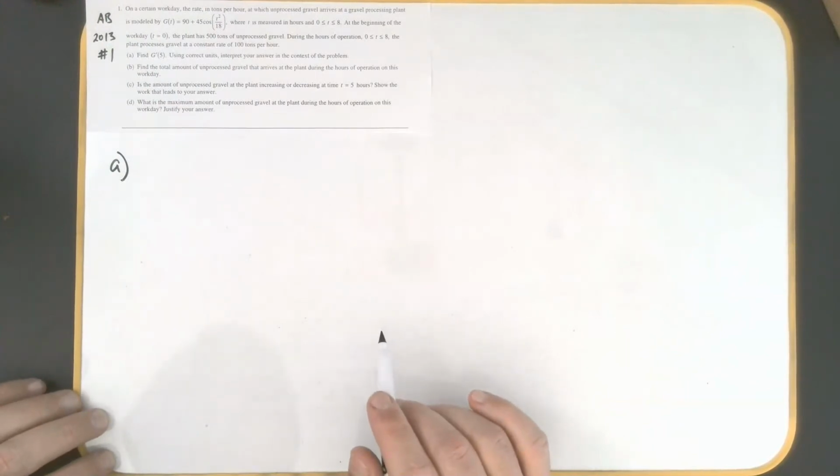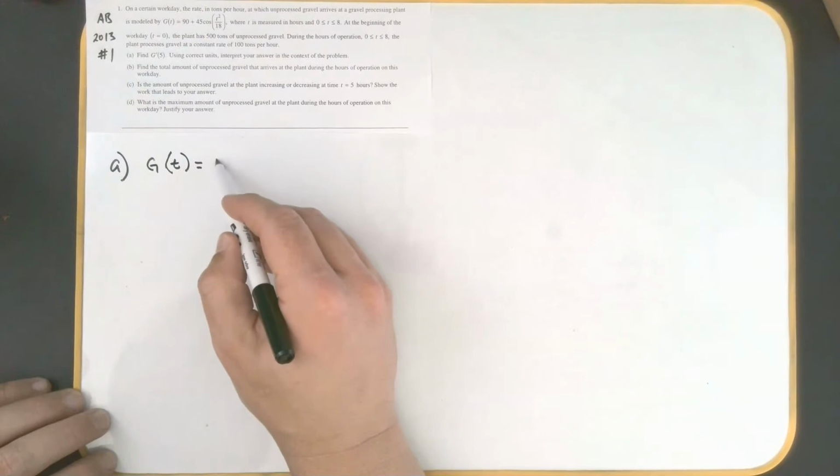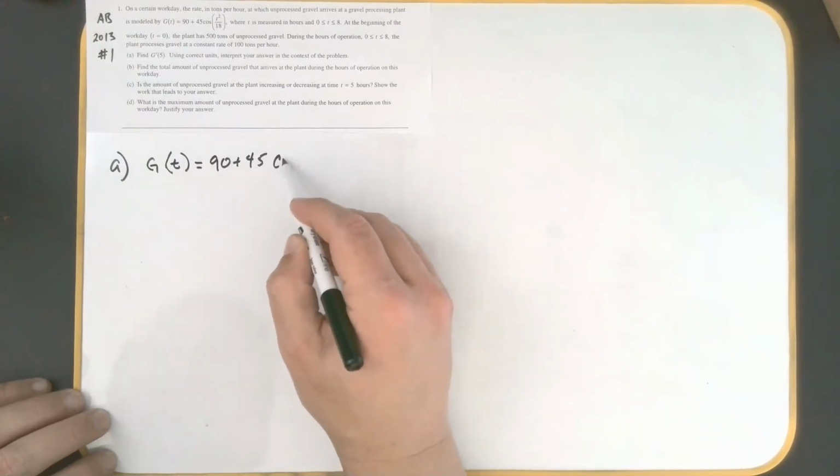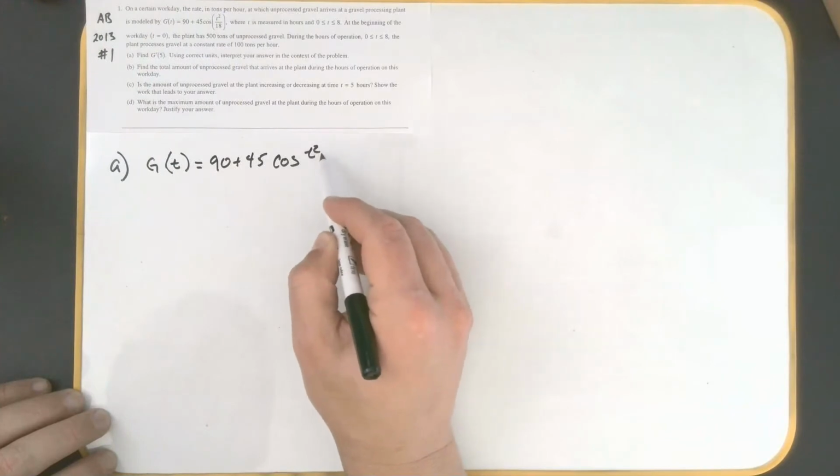Question A says, find G prime of 5, and then using correct units, interpret your answer in the context of the question. Well, first, G prime of 5 should be pretty easy if you know how to take a derivative. It's a fairly straightforward process here. But first, let's just recopy G of t. So I'm going to rewrite G of t equals 90 plus 45 cosine of t squared over 18.